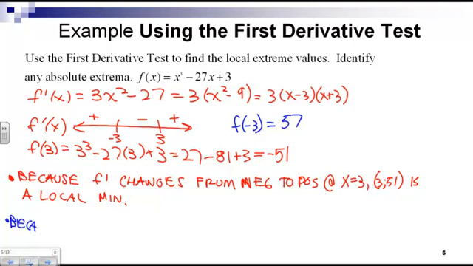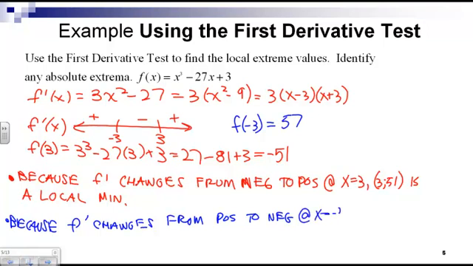Because f prime changes sign, in this case from positive to negative at x equals negative 3, the point (negative 3, 57) is a local max.